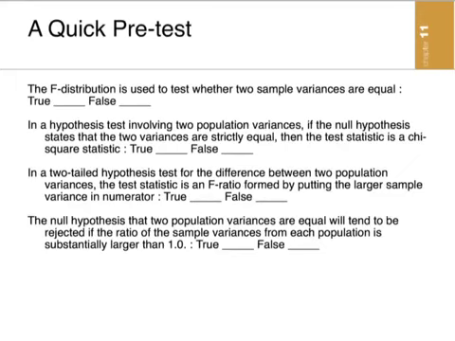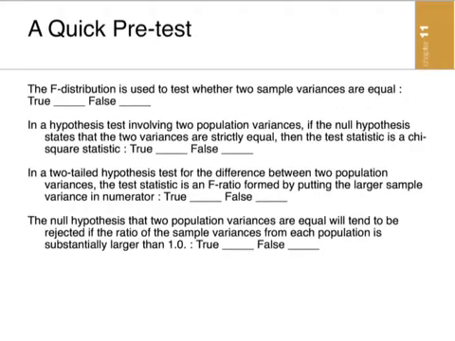As I go through the lecture, I want you to keep in mind a couple of questions. You could try to answer those so that you can check later on to see if you got it correct. The first question: the F distribution is used to test whether two sample variances are equal. True or false? Second question: in a hypothesis test involving two population variances, if the null hypothesis states that the two variances are strictly equal, then the test statistic is a chi-square statistic. True or false?